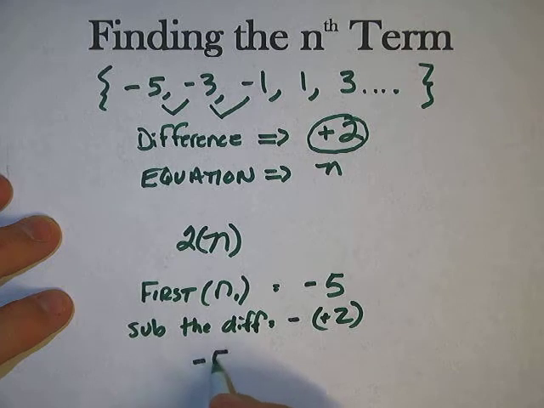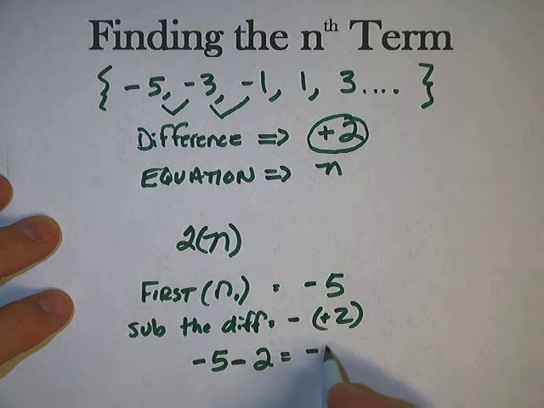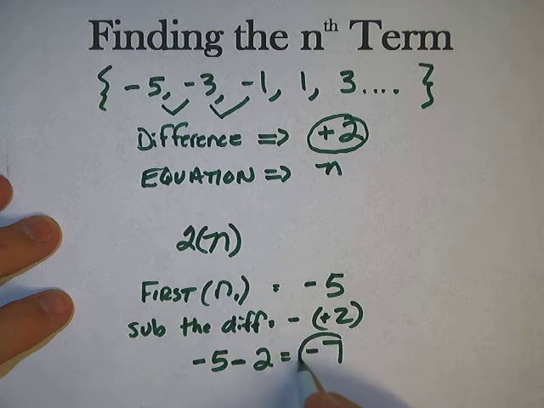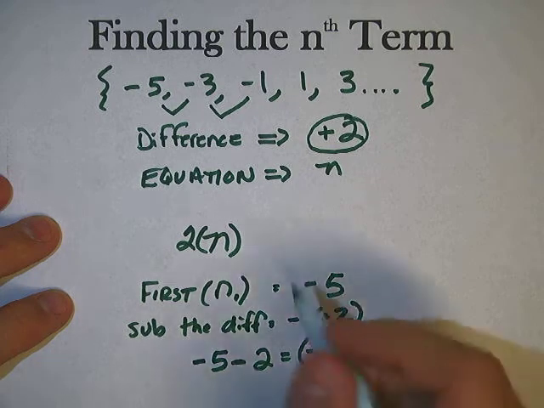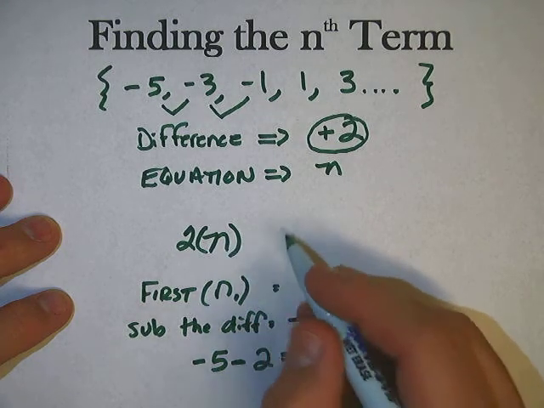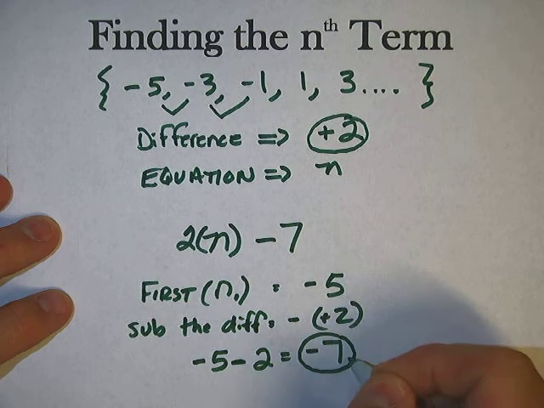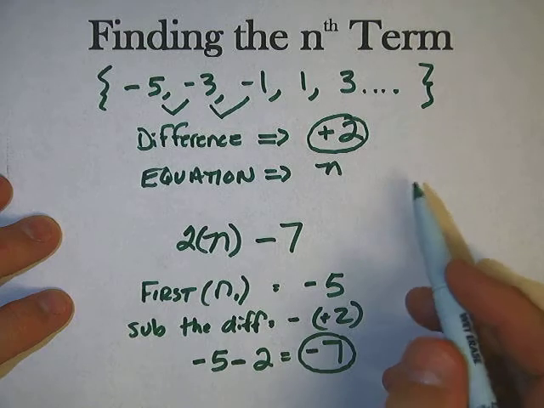And that leaves me with a very simple, yet I have to be careful, -5 minus 2, and that is equal to -7. Quick reminder that when I subtract, I'm adding the opposite, so that's the same as saying -5 plus a -2. So I've got that part of my equation, so I just simply fill that in, 2n minus 7. Where did I get -7?